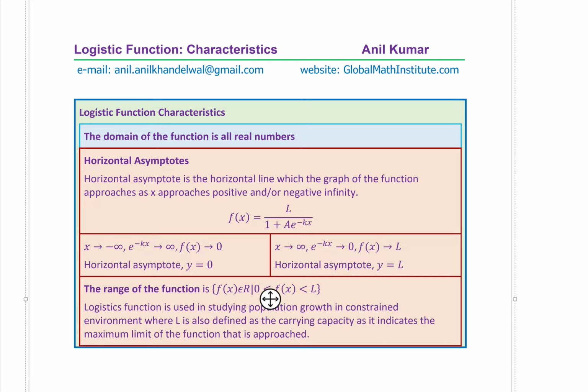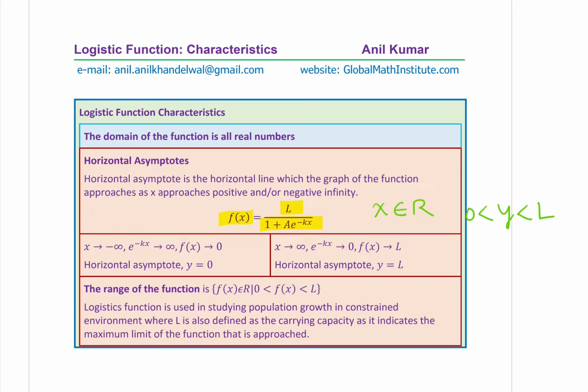So let's get back to our function, which is f of x equals L over 1 plus a e to the power of minus kx. Now here you can see that the value of x could be any real number, correct? However, the value of y is in between 0 and L. So that becomes the range. So the range of the function is clearly defined in between the two horizontal asymptotes, correct?